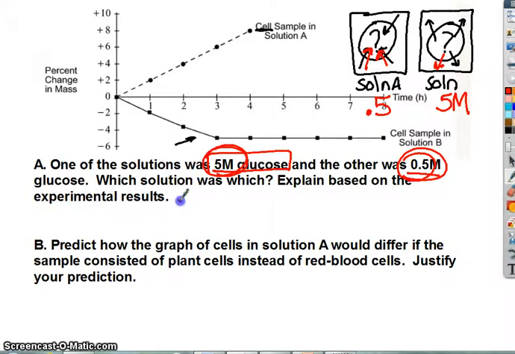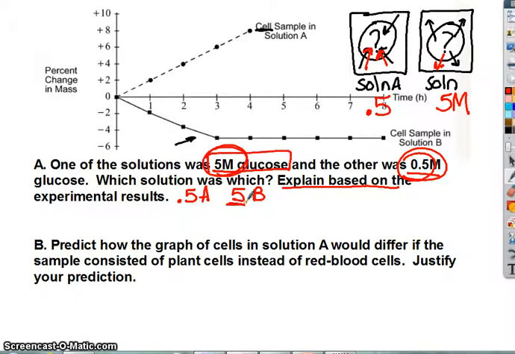So you got a point for telling me which was which. 0.5 would have been A, and 5 would have been B. And then your second point would be for explaining how you figured it out. You couldn't just say that A was the 0.5 because the cell gained weight, because some people actually put that A was the 5 because the cell gained weight. So that in itself doesn't tell me that you really understood what was happening.